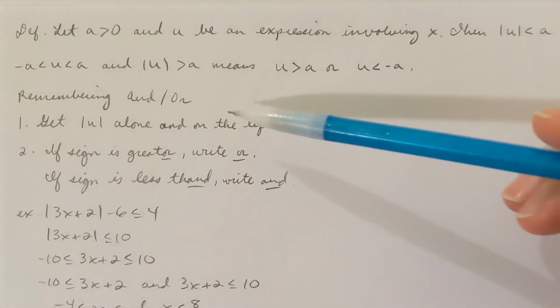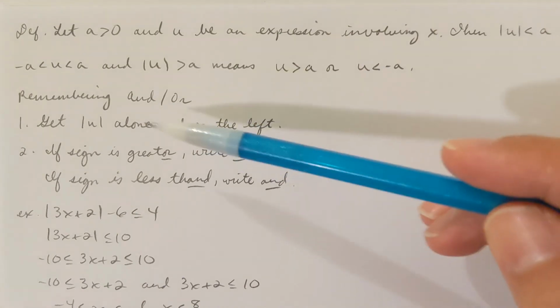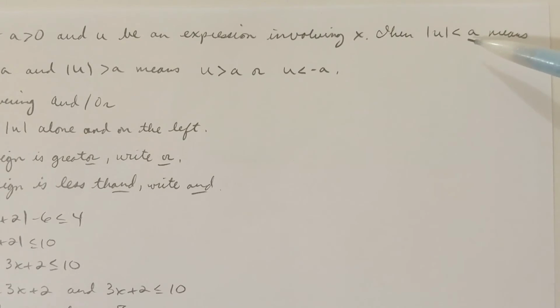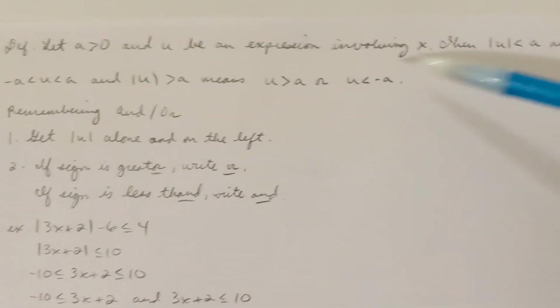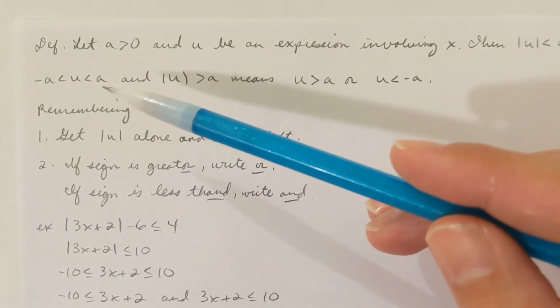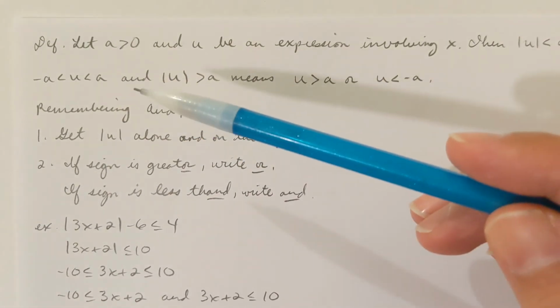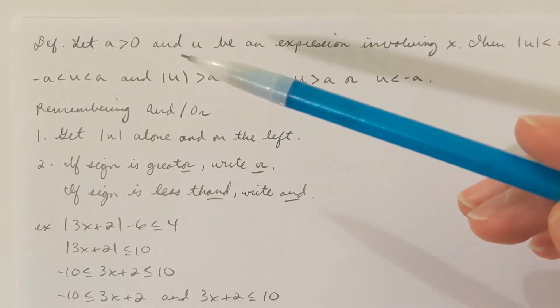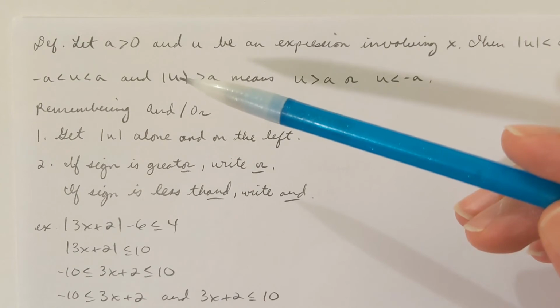If the sign is less than, you're going to write and. Maybe you've got a less than sign. And of course, if I split a compound inequality, I write the word and. Negative a is less than u, and u is less than a.